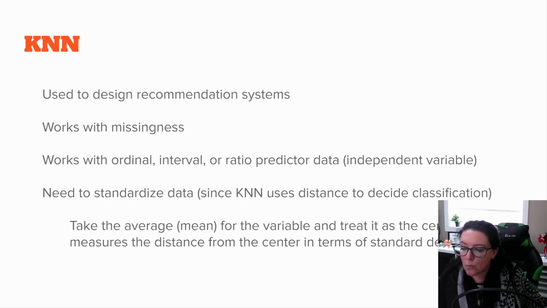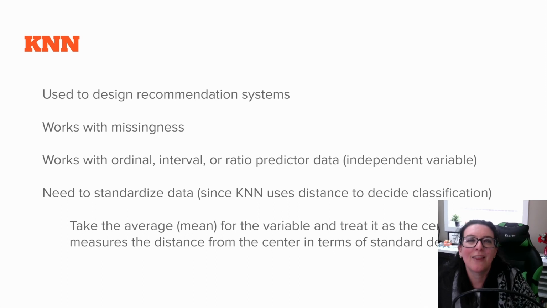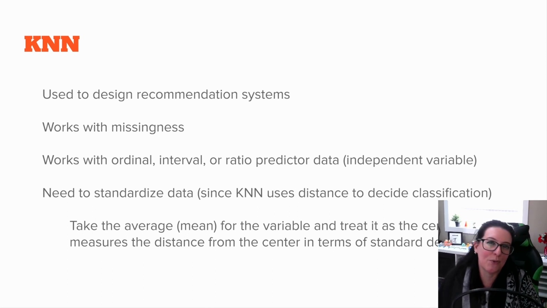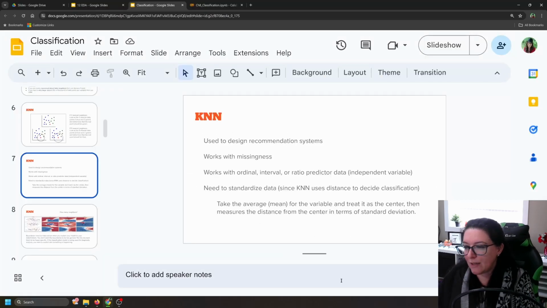Now, one of the uses of K-nearest neighbors is to design recommendation systems. So in a later video, we're actually going to use KNN to identify what products we recommend that you might like. And so we'll look at applications of this after we go through the different classification models. All right, so let's actually do some K-nearest neighbors.